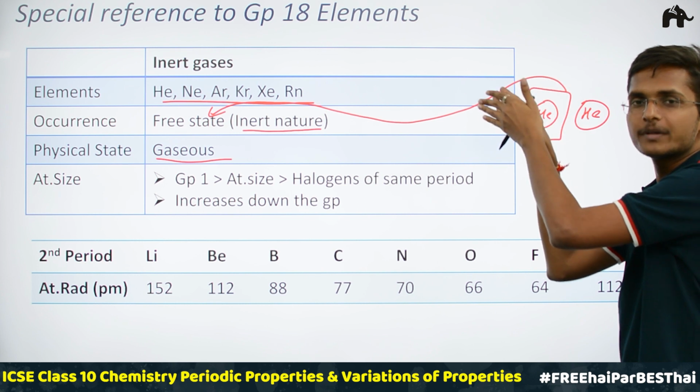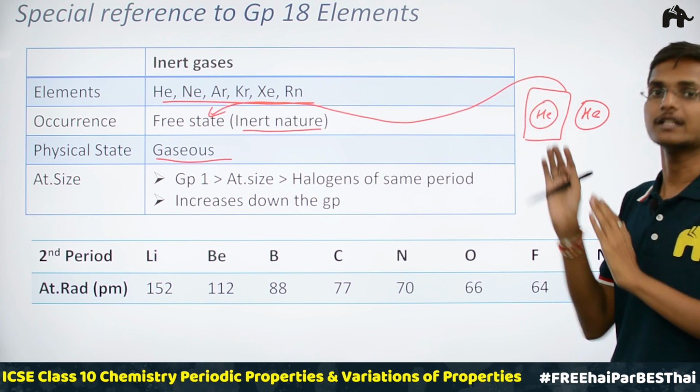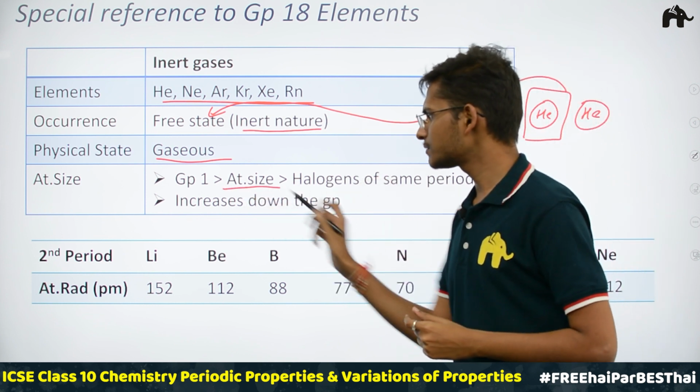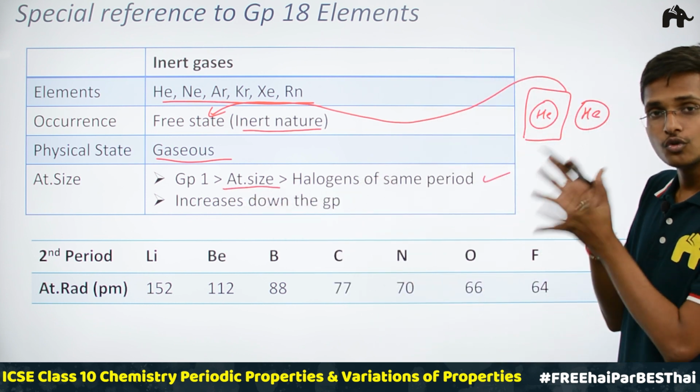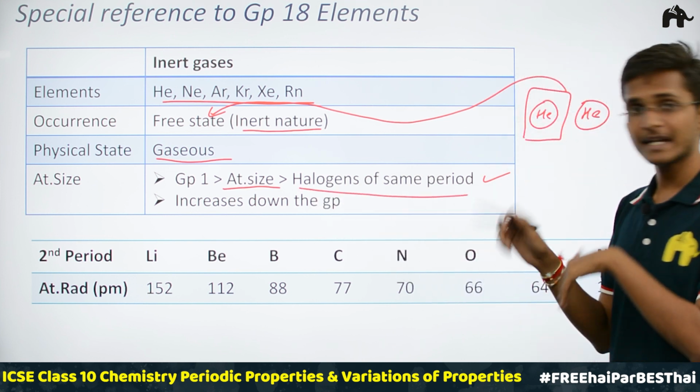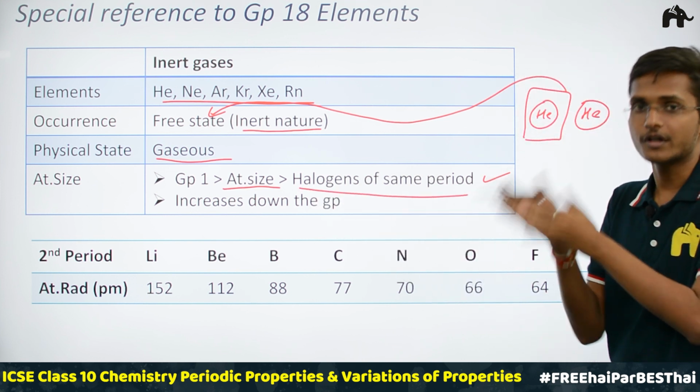Next to group 18, fluorine and chlorine, we are having the gaseous state. In this way we have studied, right? Now atomic size, we have already studied this part also, that atomic size of the noble gases is greater than the halogens of the same period. Why is this so? We have already studied this thing.